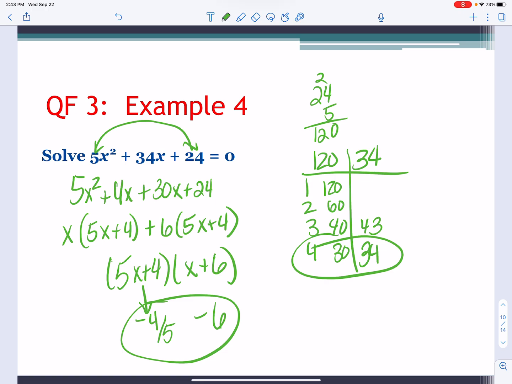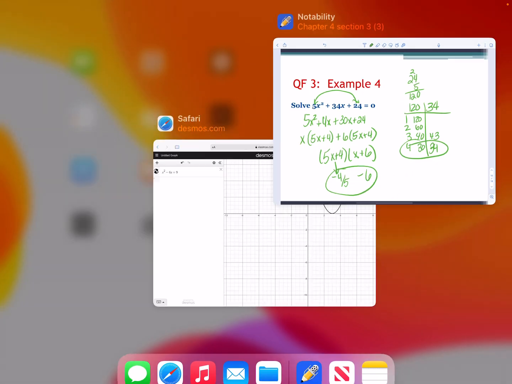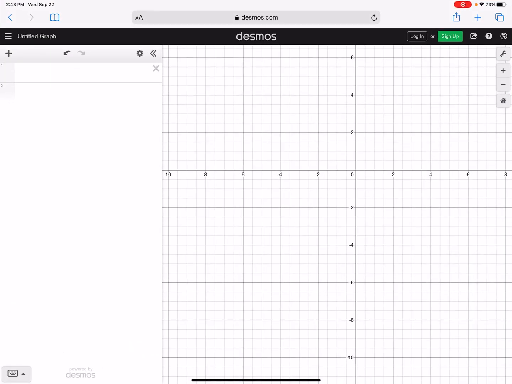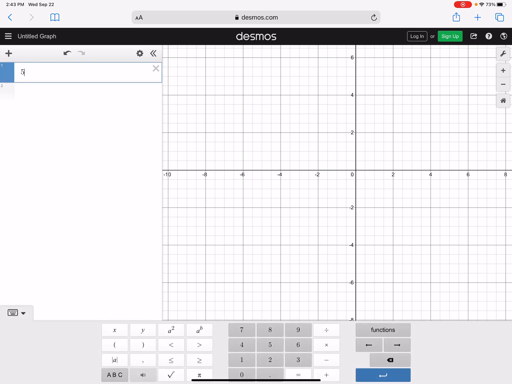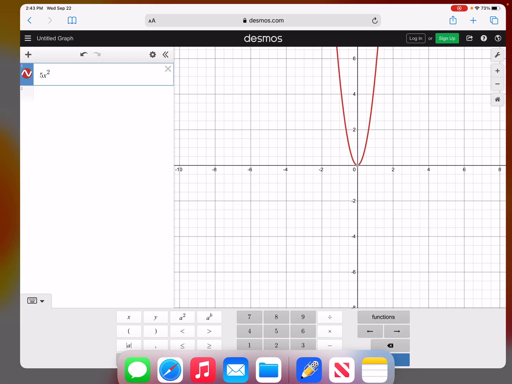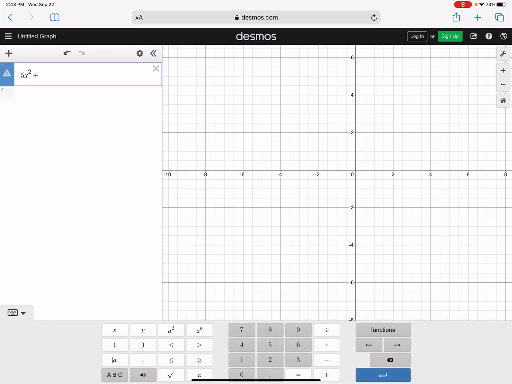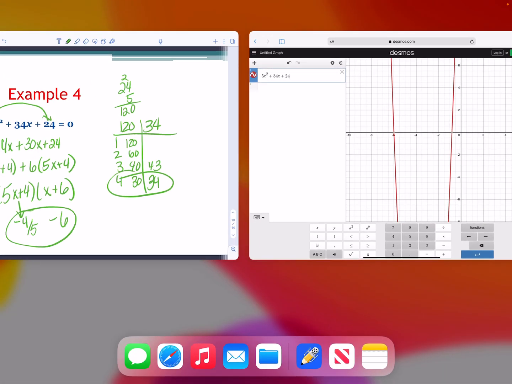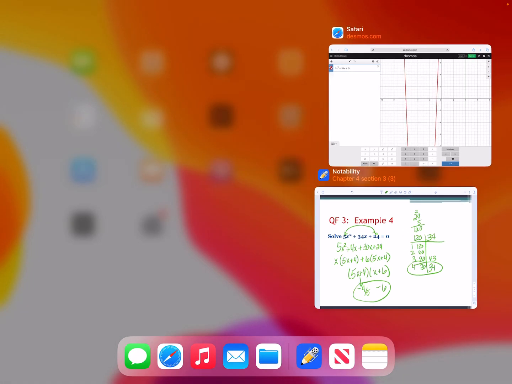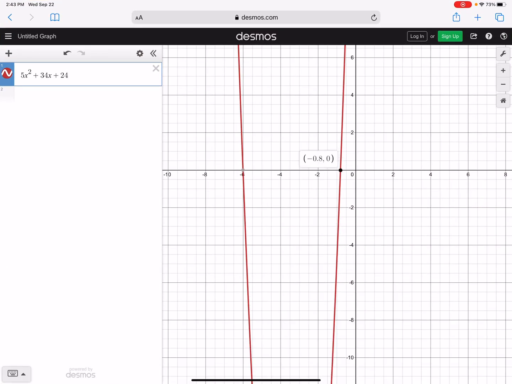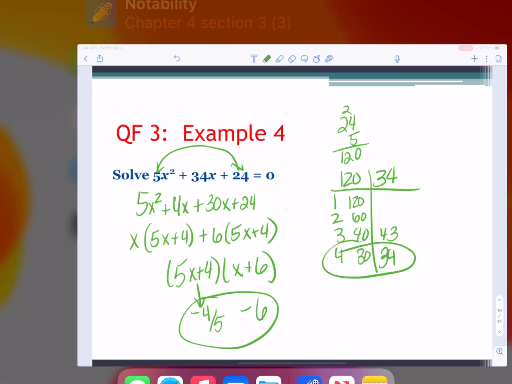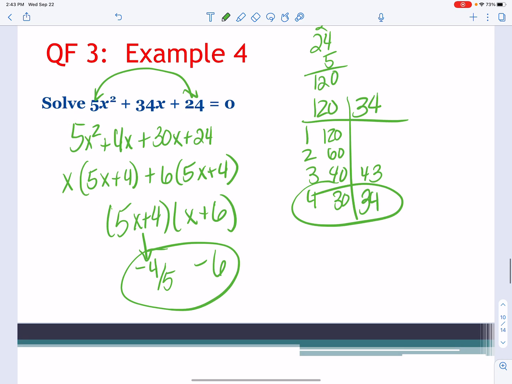This is a tougher question. So this is a really good example of one you could check with your calculator. So I have 5x squared, I already forgot, plus 34x plus 24. So I found the answers were negative 4/5 and a negative 6. So if I go here, negative 4/5, that is a negative 0.8, and I have a negative 6. So those were my two roots. So yes, it was a harder one, but I was able to get it.